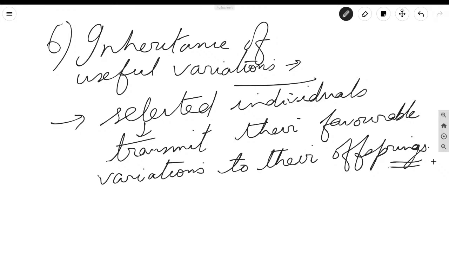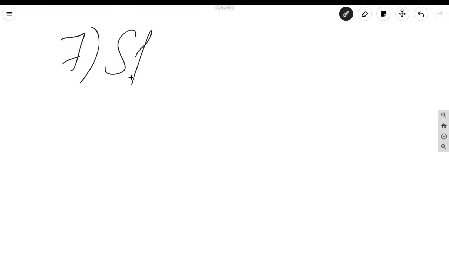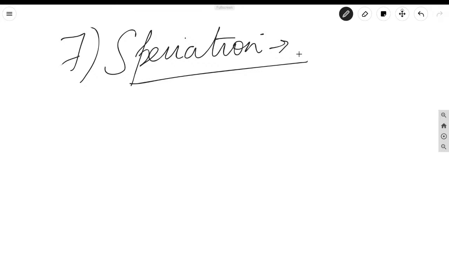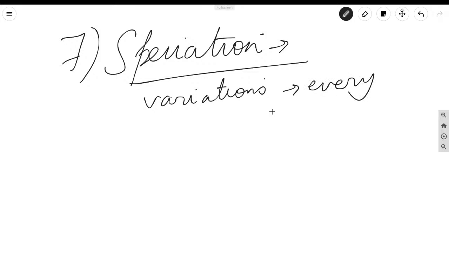Then the last part is speciation. Speciation means, as I have told you many times, that as per Darwin also, useful variations appear in every generation. What he said was variation, not character. So variations do appear almost in every generation and are inherited from one generation to another. Therefore, the useful or favorable variations keep on getting accumulated.